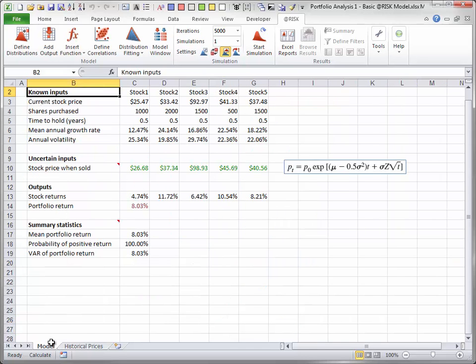Here is the portfolio model without put options. The current stock prices appear in row 3, and the numbers of shares purchased are in row 4. These purchase quantities could be treated as decision variables, but here they are assumed to be fixed. The values in rows 6 and 7 are estimates from the historical data.